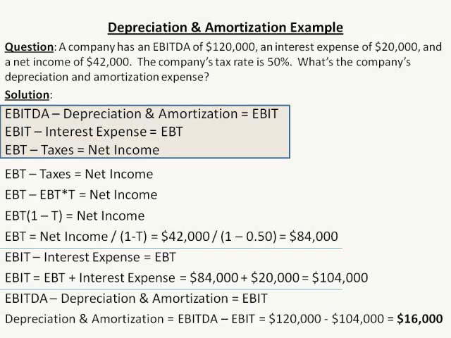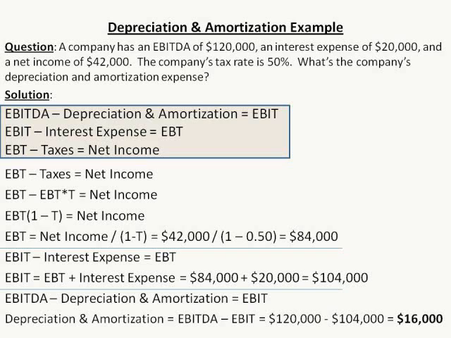Okay, I'm going to start with the third equation in that box because we essentially have to solve this problem by working our way up the income statement. So EBT minus taxes equals net income. Now, the tax rate is 50%. The tax rate is different from taxes. The tax rate is a percentage. The taxes, it's a dollar amount.